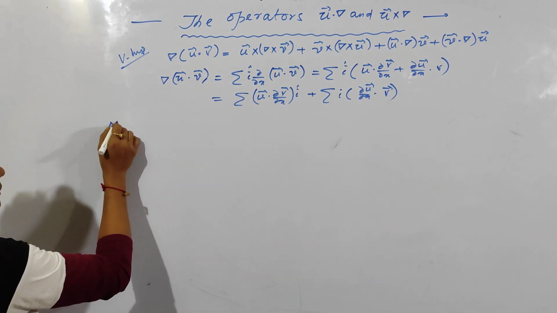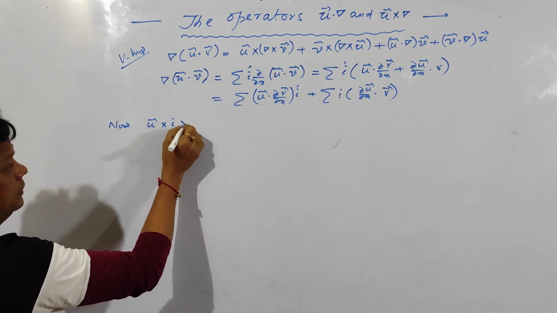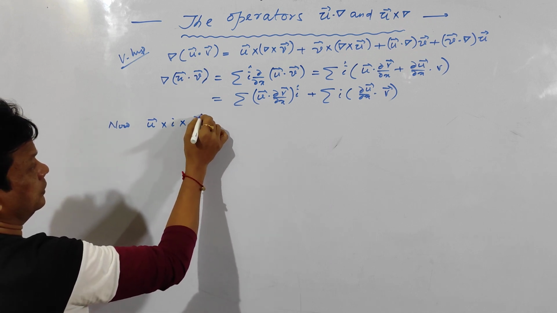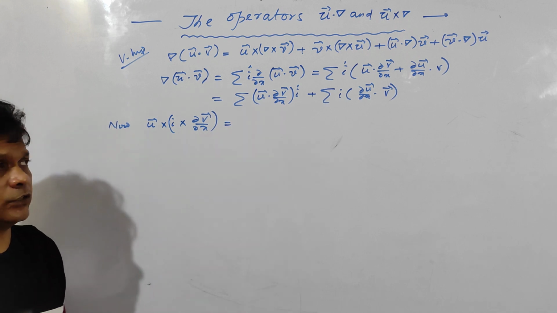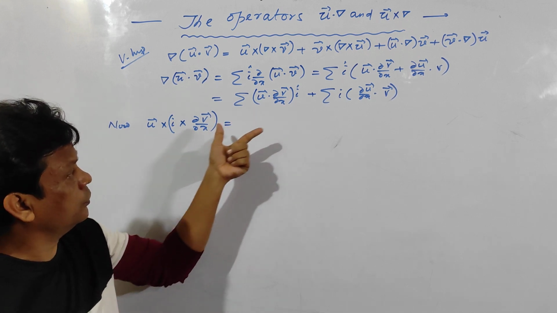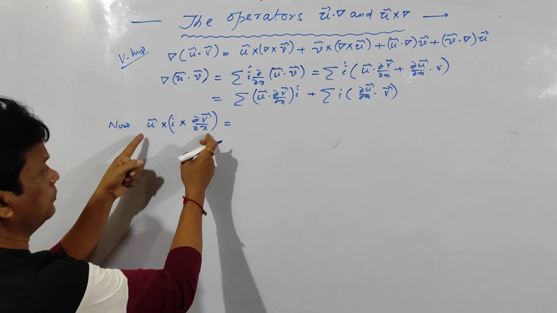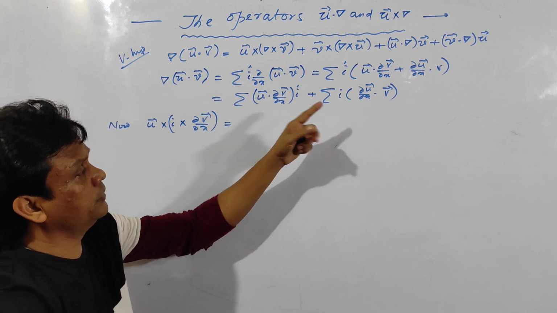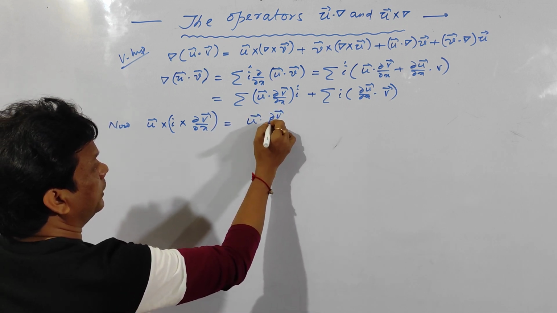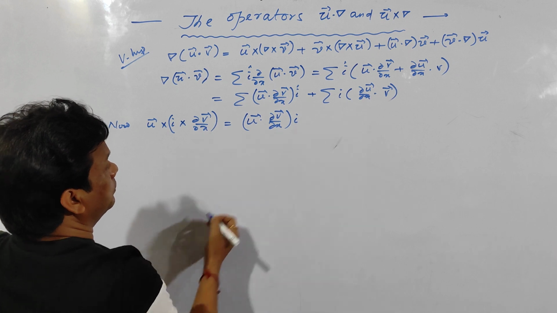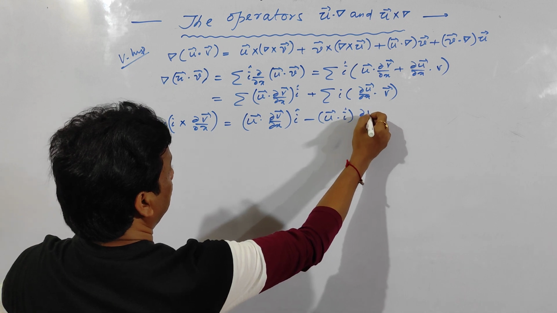Now see here, u cross i cross del v by del x. This is a vector triple product, and from this we can get these factors. From this type of triple product, we will get this term. See here, what is the formula? u dot del v by del x into i cap minus u dot i into del v by del x.